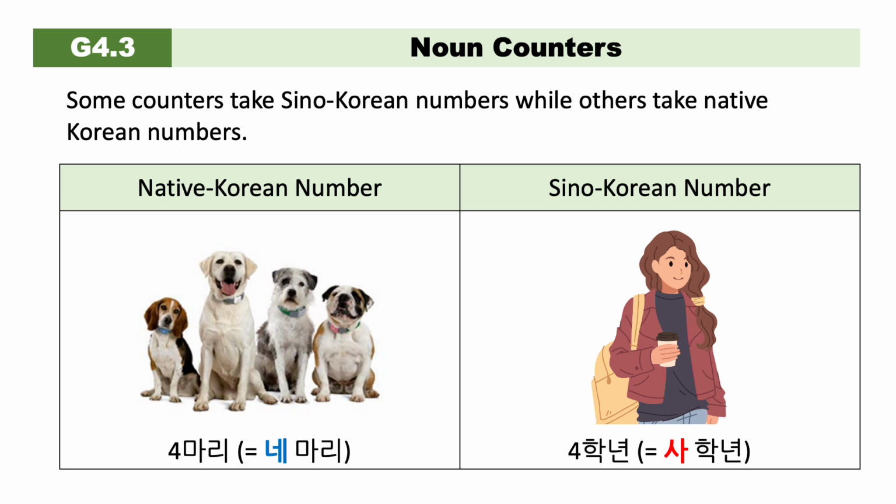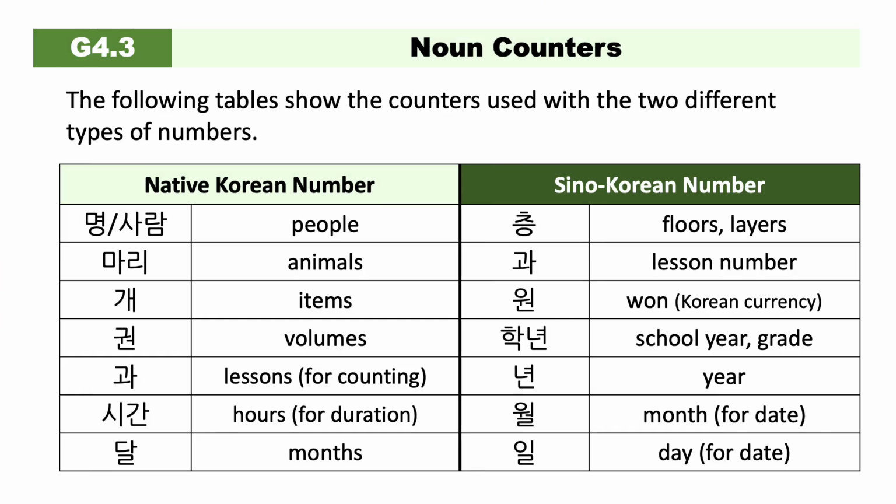Senior in college is 대학교 4학년, and the counter 학년 was used with a Sino-Korean number. This table shows you the counters used with the 2 different types of numbers.